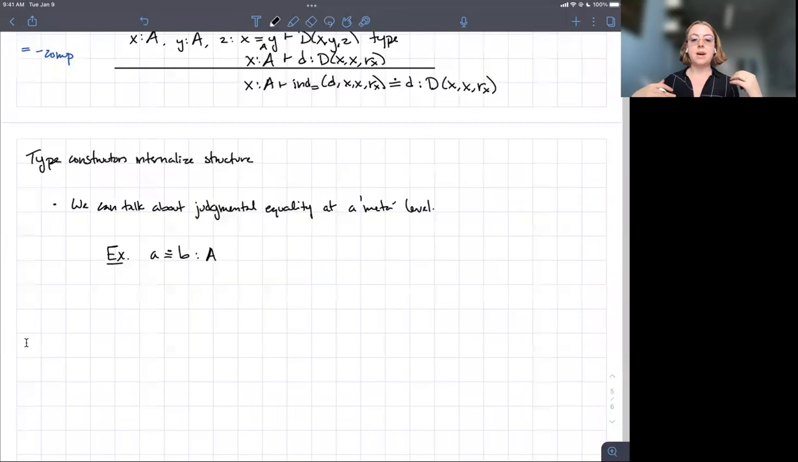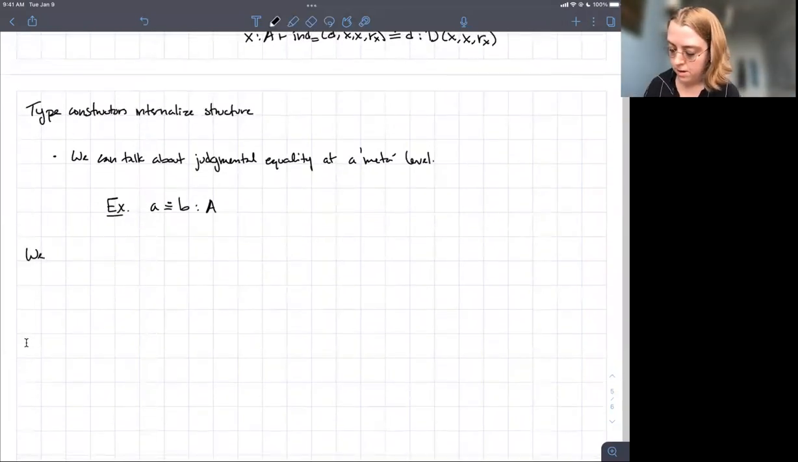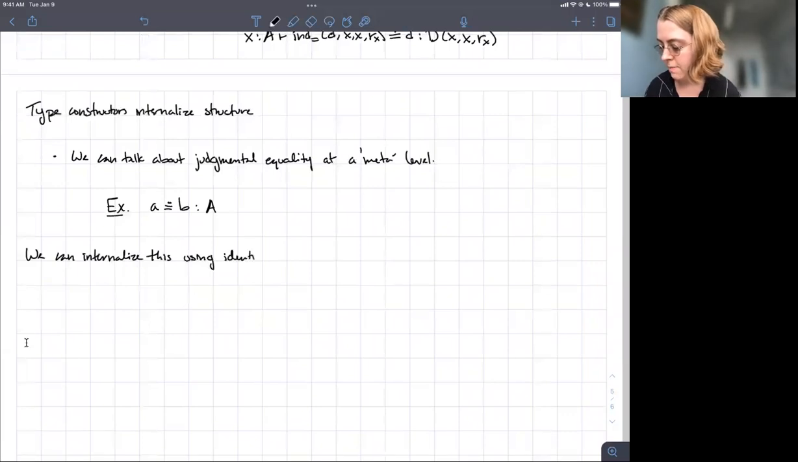And we can also internalize this at a type and term level. So we can internalize this using identity types. I claim that if we know that A is judgmentally equal to B, then reflexivity at A, or even at B, is a proof that A is propositionally equal to B.